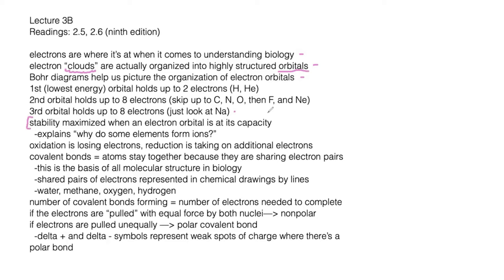This is a key concept here. The idea that stability is maximized when the electron orbital is at its capacity, not when any electron orbital, what I mean is the outermost electron orbital, which is called the valence orbital or the valence shell. Okay, because if you have a complete valence shell, you are inert, you are complete and completely stable. Right?